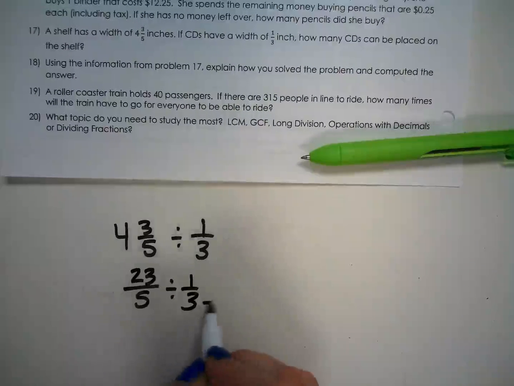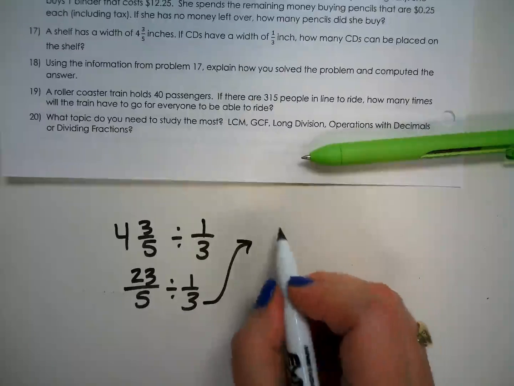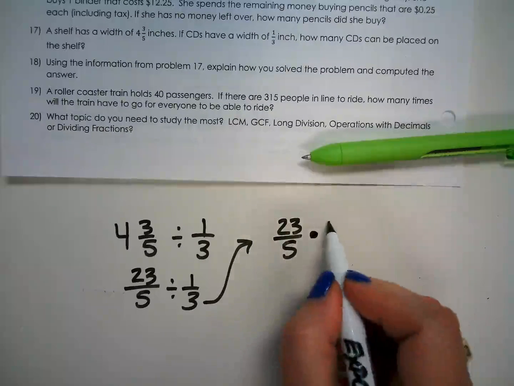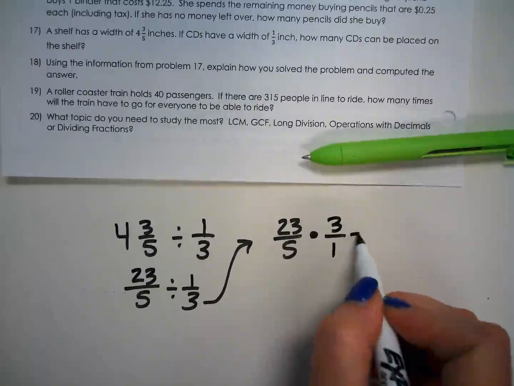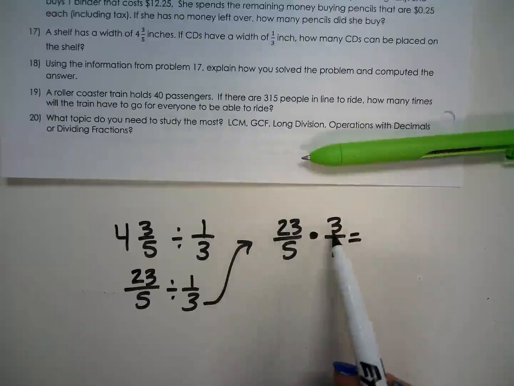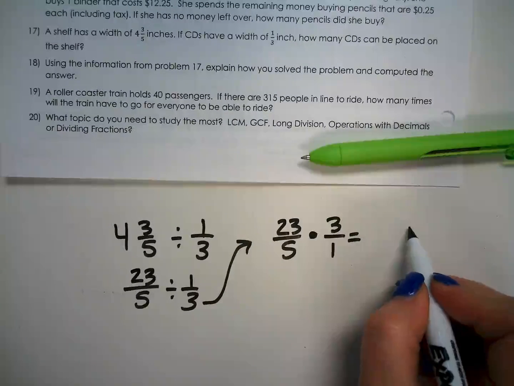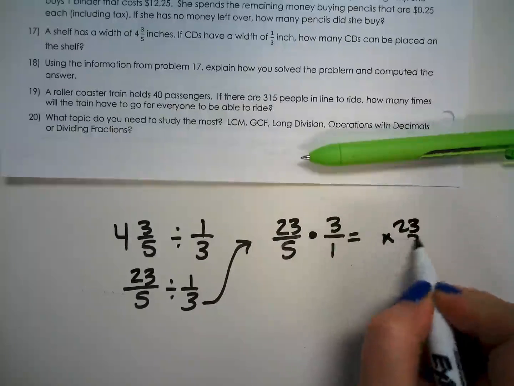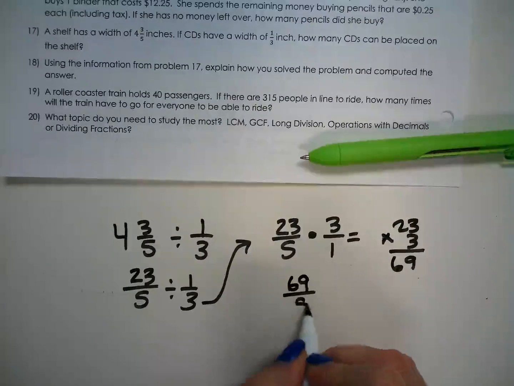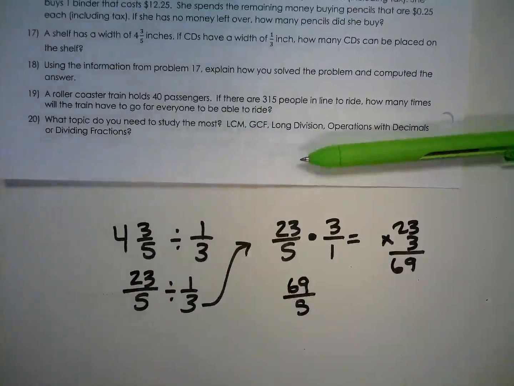So I'm going to move up here so you can see it all. So 23/5 is keep, change, and we're going to flip to the reciprocal here. No common factors exist top to bottom, so we're going to just multiply across. And 23 times 3 is 69, over 5. Now, here's the deal. 5 doesn't go into 69 evenly, but we're going to see how far it can take us.